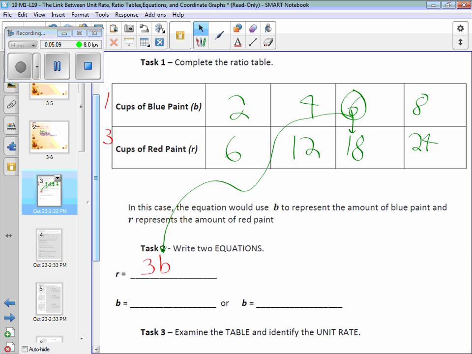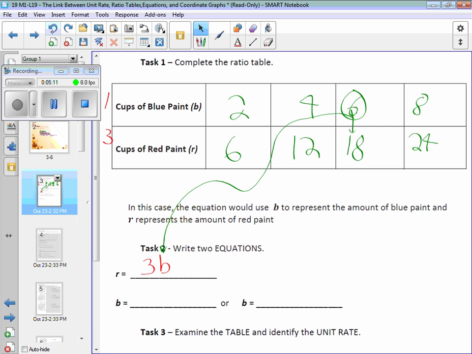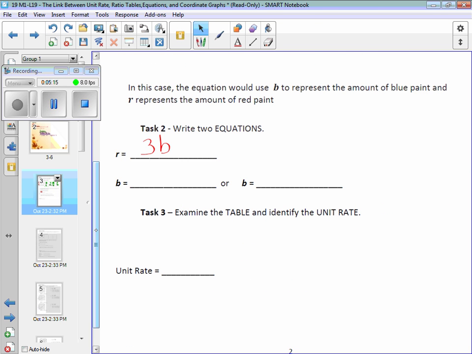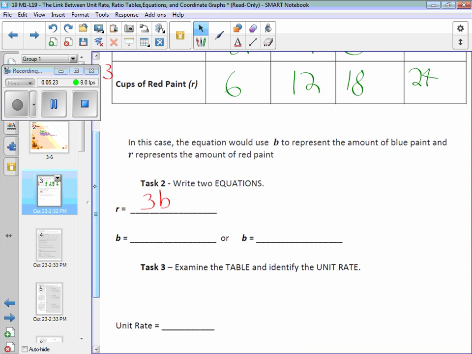Okay. Get rid of those extra marks. Okay. What about for B? B equals what? Well, correct.